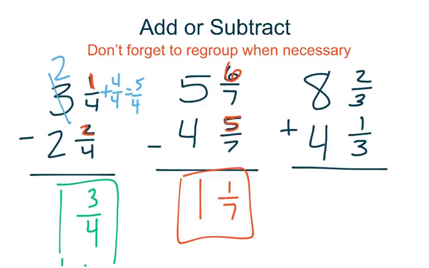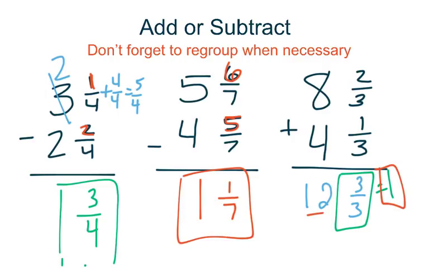The next one's an addition problem, 8 and 2/3 plus 4 and 1/3, so go ahead and add. When I add my fractions, I'm left with 3/3, and then I add my whole numbers, and I have 12. Can I leave it like this? I cannot leave my problem like this because 3/3 is equal to 1 whole. So I need to do some regrouping, and when I add that 1 whole to my 12, I'm left with 13 as my final answer.